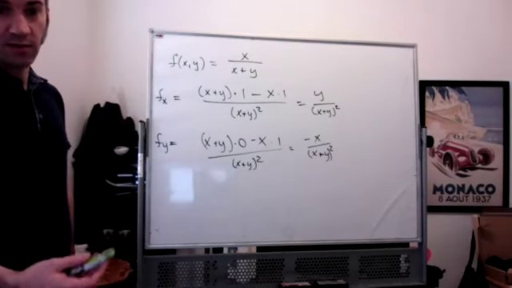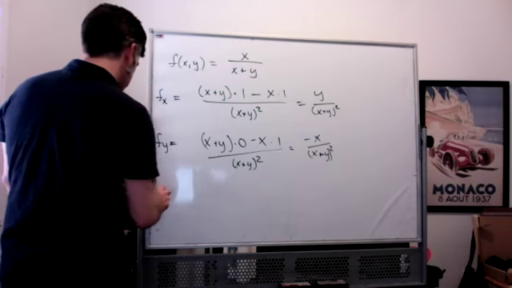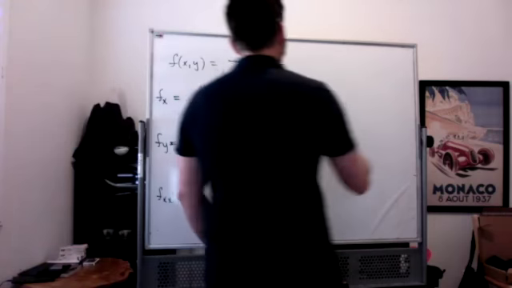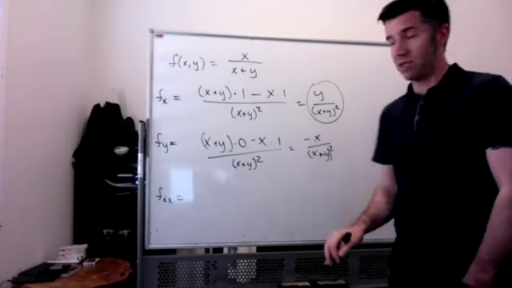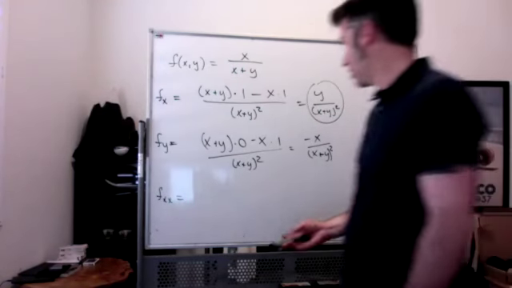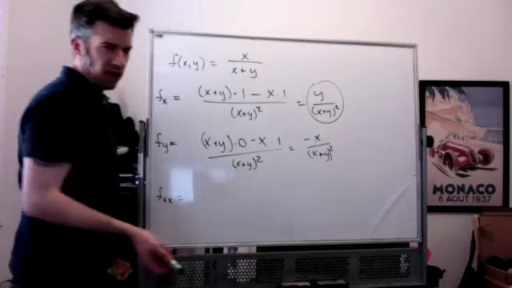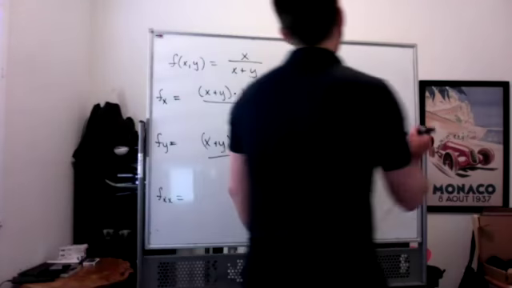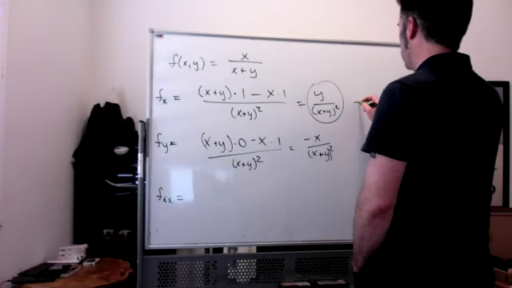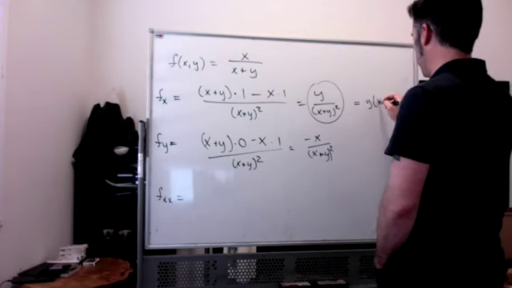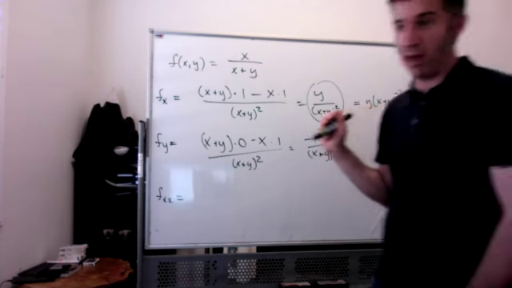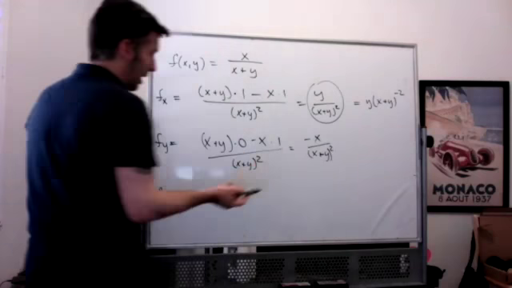We can find some second partials. Find fxx. So we're going to take this, differentiate with respect to x again. And I would probably still use the quotient rule, even though you could. No, maybe I wouldn't. I would maybe write this as y times x plus y to the negative second and take the partial of that. So again, partial with respect to x.